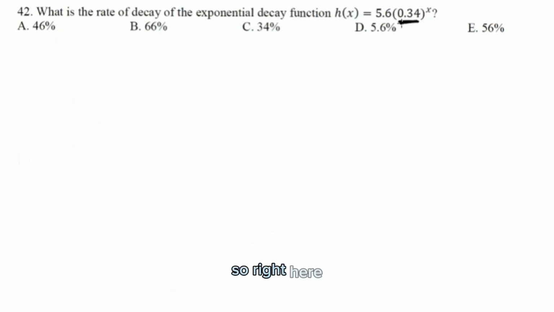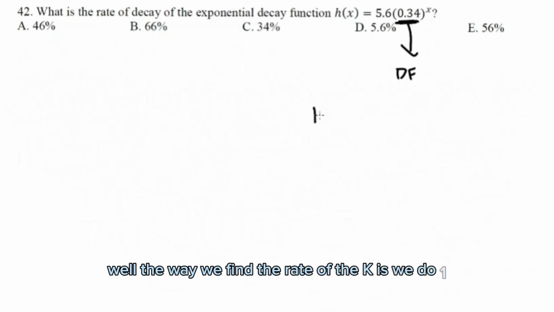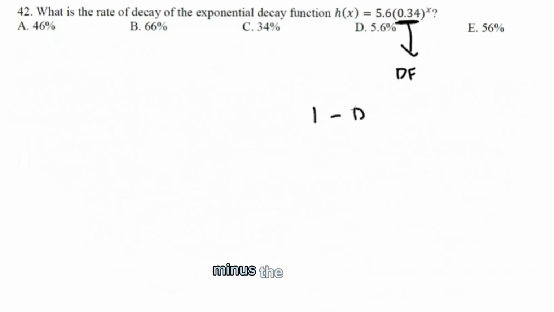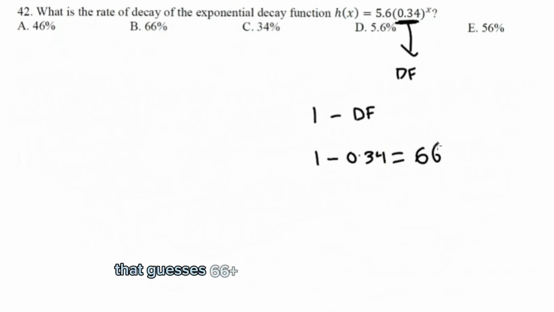So right here, this is your decay factor, or I'm going to write df. So if this is your decay factor, how do we find the rate of decay? Well, the way we find rate of decay is we do 1 minus decay factor. So if the decay factor is 0.34, we do 1 minus 0.34. That gets us 0.66. So that's 66%, and that's your answer.